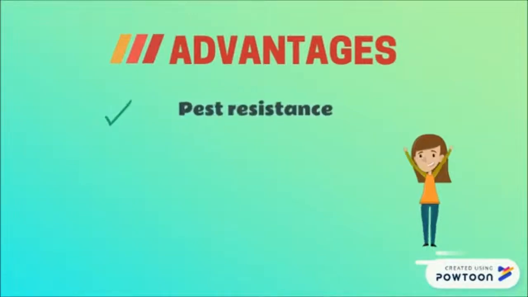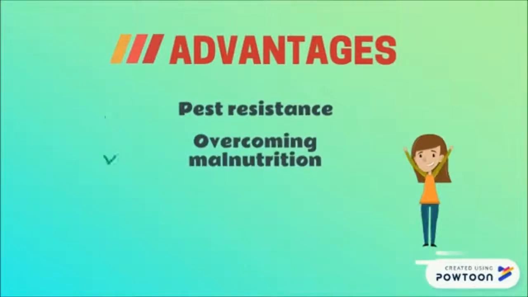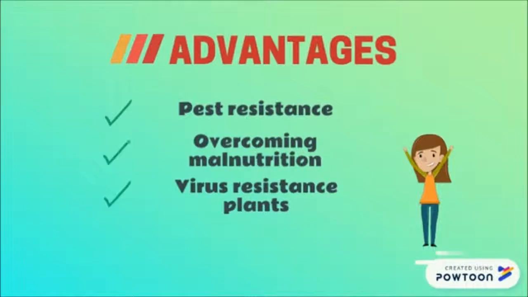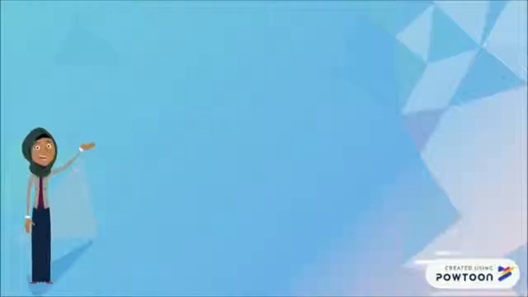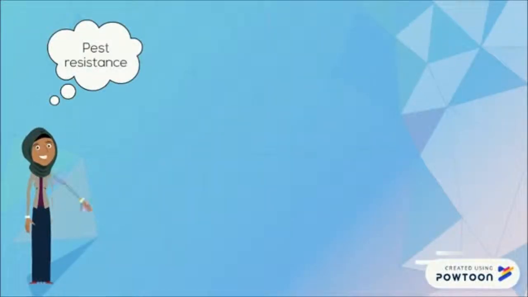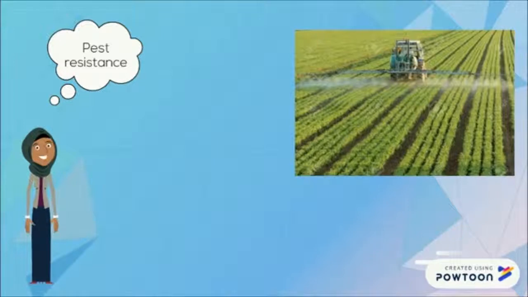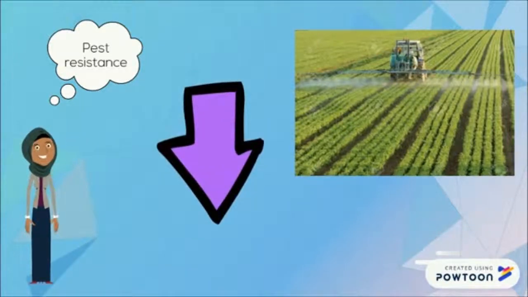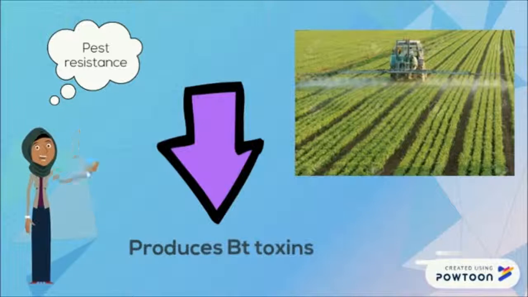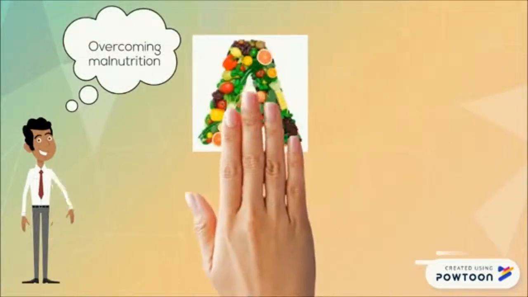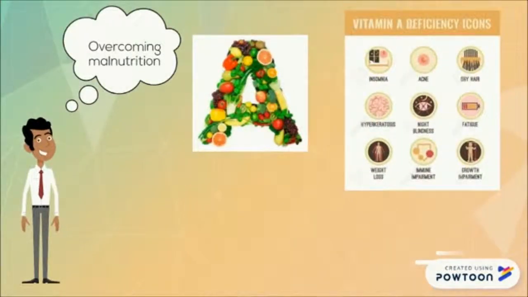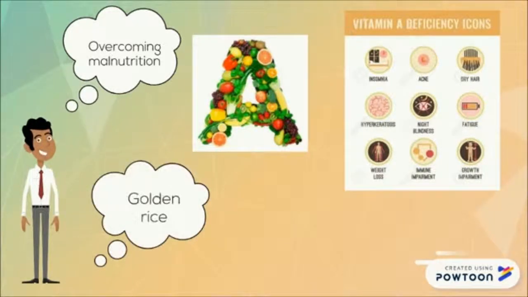The advantages are pest resistance, overcoming malnutrition, virus-resistant plants, and increased productivity. Crop losses due to pests mean huge financial loss. Pesticides were introduced, however, they remain unsafe for humans. Hence, the Bt toxin gene is transferred to the plants of interest. Third world countries are facing extreme malnourishment. Some crops, like rice, have been inserted with vitamin A to avoid deficiencies.